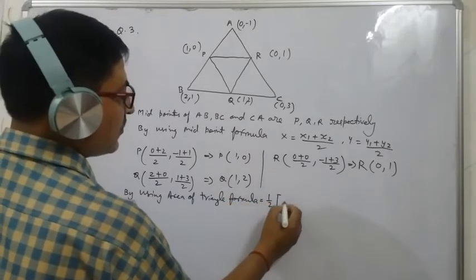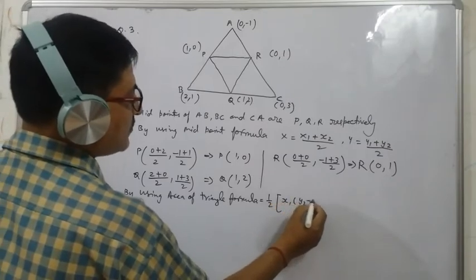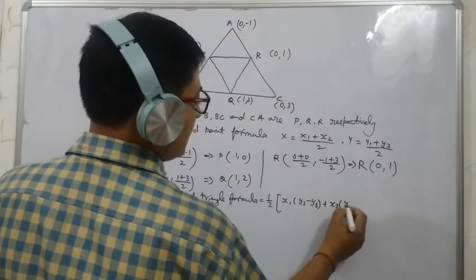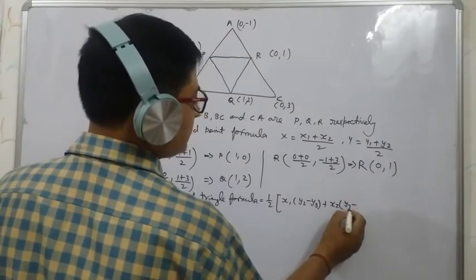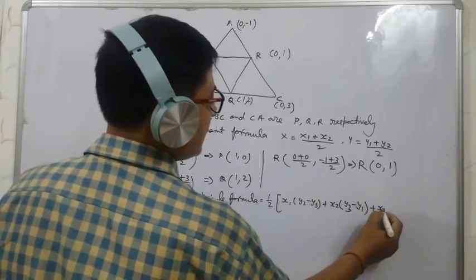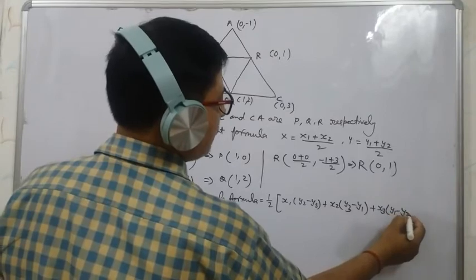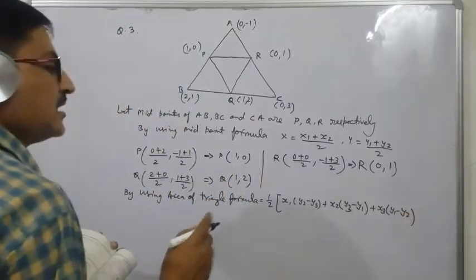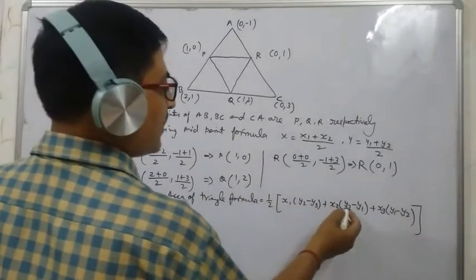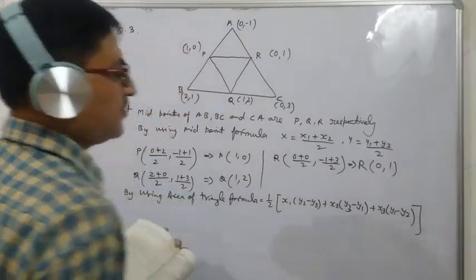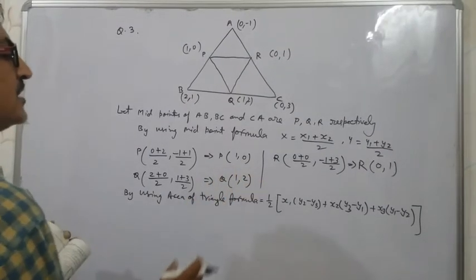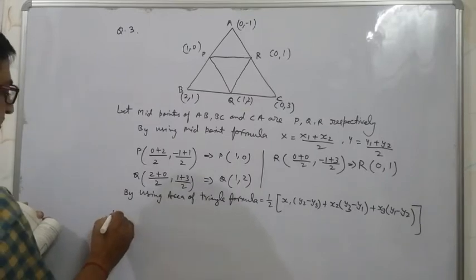Area of triangle formula: 1/2 [x1 (y2 minus y3) plus x2 (y3 minus y1) plus x3 (y1 minus y2)]. This is the formula for the area of the triangle. So first we will find the area of the triangle ABC with this formula.